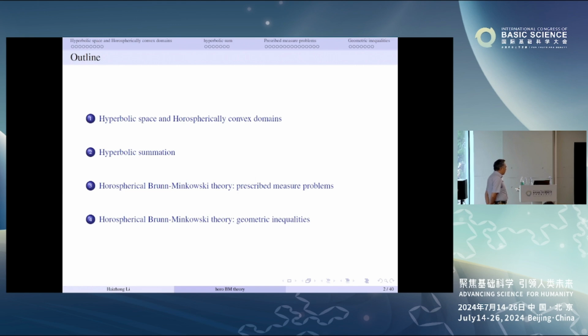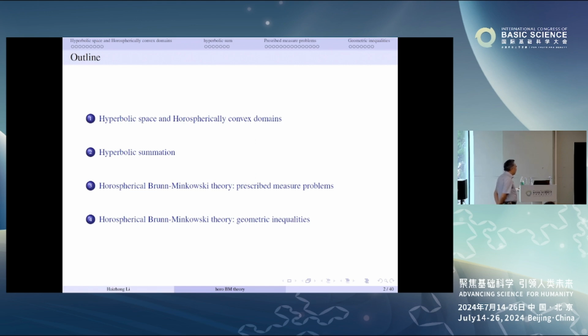As we know, in the Euclidean space, given two domains, we can define the linear summation for the two domains. But for hyperbolic space, because of the lack of linearity, for more than 100 years people could not introduce the concept of summation. So in the second section, we will give our definition.